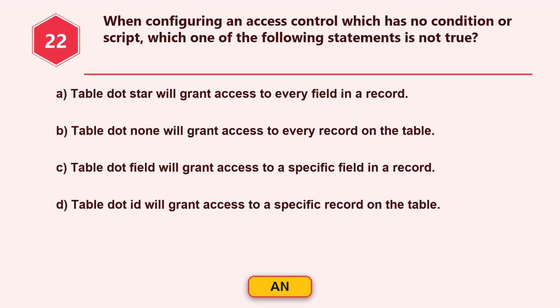Question 22. When configuring an access control which has no condition or script, which one of the following statements is not true? Option A. Table.star will grant access to every field in a record. Option B. Table.none will grant access to every record on the table. Option C. Table.field will grant access to a specific field in a record. Option D. Table.id will grant access to a specific record on the table.